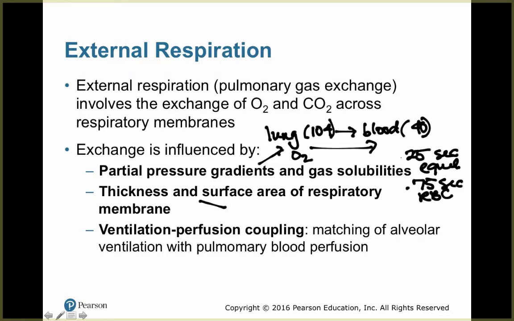So here with thickness and surface of the respiratory membrane, the respiratory membrane is really thin and it has a large surface area. So essentially, because we have such a large total surface area of the alveoli, it's about 40 times the surface area of the skin. So it's able to really help with that exchange rate.